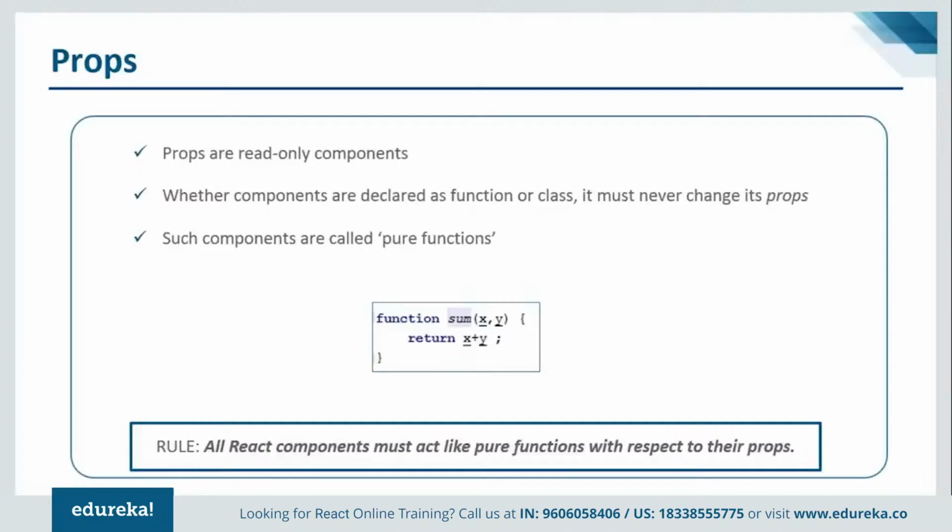If you see this function, as I have shown in this demo, we have the function called sum, which is accepting arguments x and y. So its prop is to always return the sum. So whenever this function is called, it will never change its prop. In React, the only rule we have and that we must follow is all React components must act like pure functions with respect to their props. So let's find out how it's happening with the help of a practical demo.